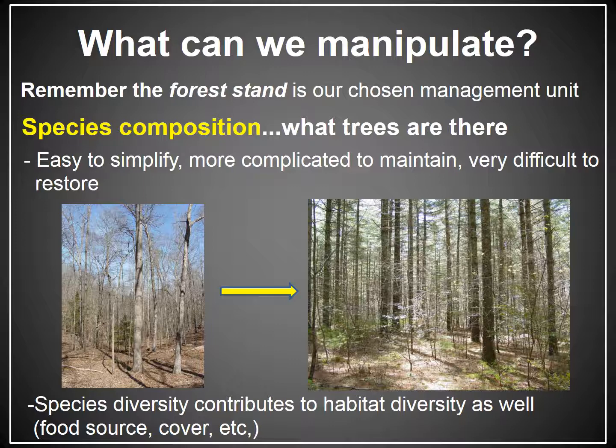The slide illustrates a mixed oak stand at DuPont State Forest on the left and a white pine plantation at DuPont State Forest on the right. Before we get into specifics on how we alter species composition, it's important to recognize that it's a relatively simple process to reduce species diversity. You can move from a diverse mixed hardwood stand to a white pine plantation in one rotation, in one management action.